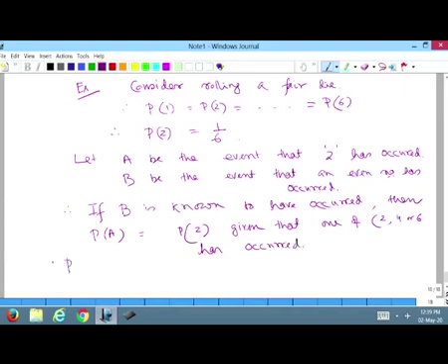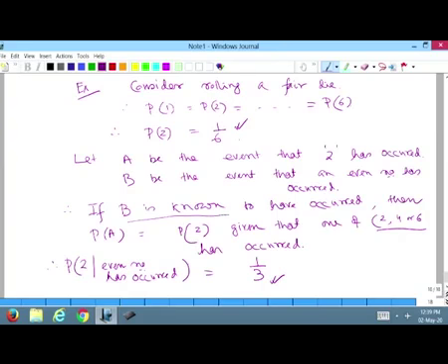Therefore, probability of 2 given even number has occurred is equal to 1 by 3, because it is one of these 3, each are equally likely. Therefore, 1 by 3. This is different from what we had earlier without the knowledge that B has occurred.